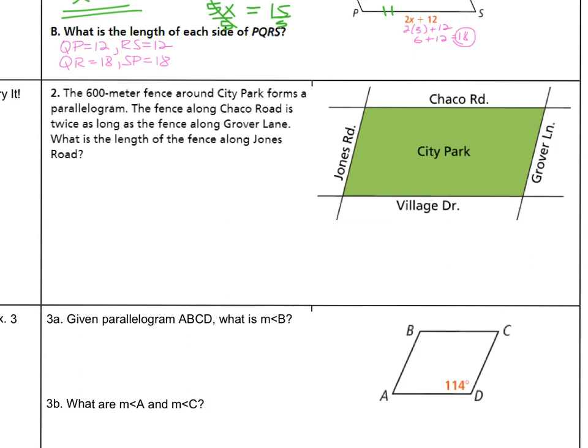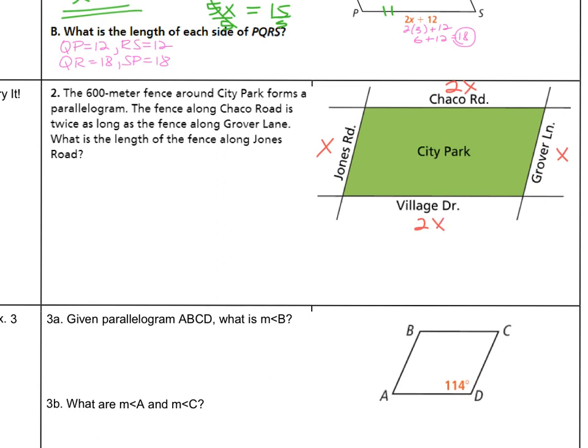It's defined as a parallelogram, and if we know that Chaco Road is twice as long as Grover Lane, let's pick Grover Lane as our variable x. That means Chaco Road is 2 times that size. If Grover Lane is x, then Jonas Road would also be x, and if Chaco Road is 2x, then right below it, Village Drive is also 2x.